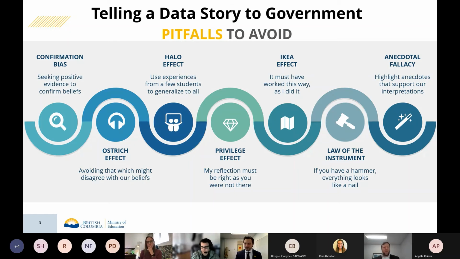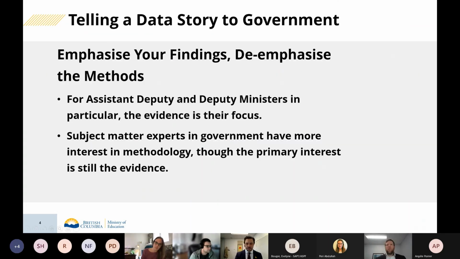Law of the instrument: I think you've all heard this before. If you have a hammer, everything looks like a nail, and when we look at the different types of evidence that come our way, particularly in our case to help students, there might be multiple solutions to help a problem. Our job is to illuminate the path. And finally, anecdotal fallacy, again, never happens: highlighting anecdotes that support our interpretations.